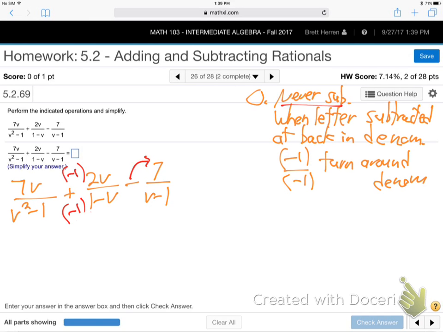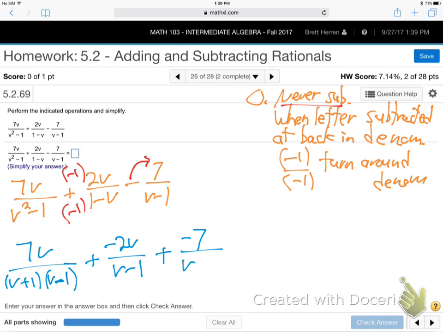We will have 7v. Oh, and I'm going to factor the v squared minus 1 to be v plus 1. Well, here, let me get a little more room. So I'm going to factor, so 7v over v plus 1, v minus 1, plus, and this will be minus 2v, this guy will turn around, plus minus 7. Let me stop there for a minute. Everybody see what happened on those steps? So that was really step 0 and step 1, factor the denominator. I factored that one denominator, the first denominator.